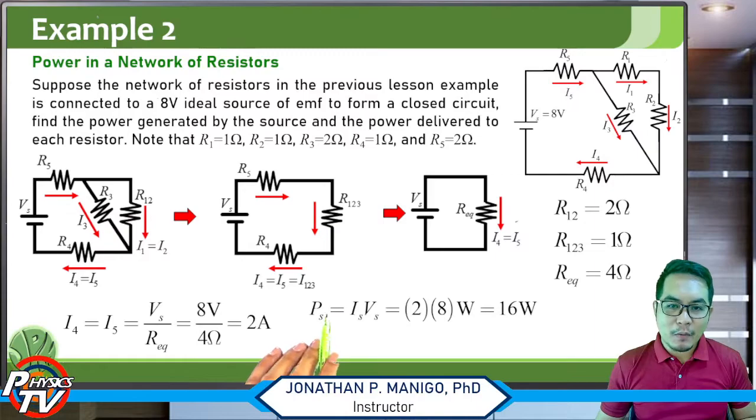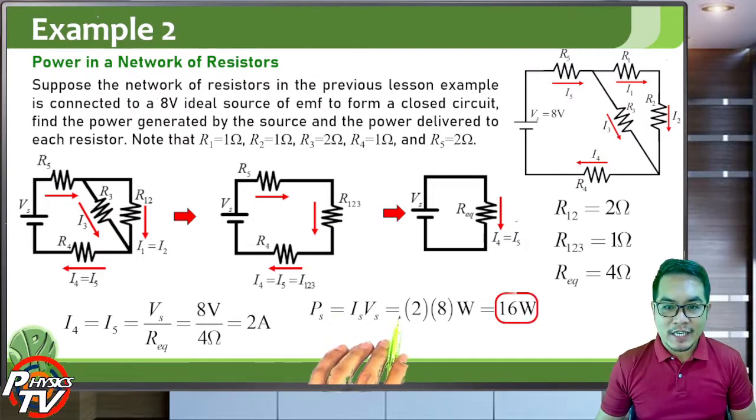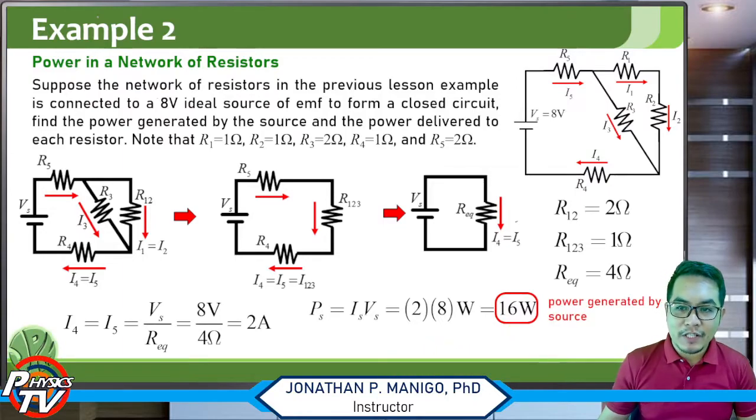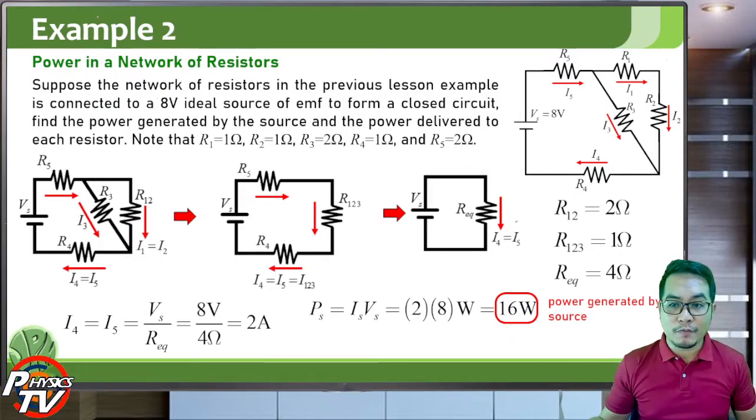So meaning the power delivered by the source, generated by the source, is current times the voltage. So 2 amperes times 8 volts, you will have 16 watts. So this is the power generated by our source of EMF, our voltage source.